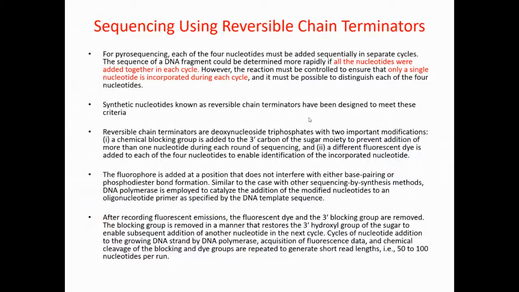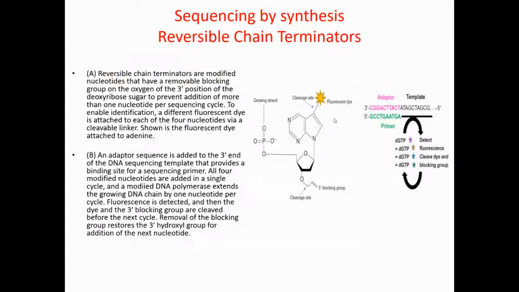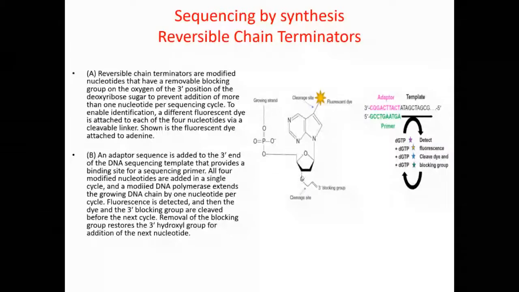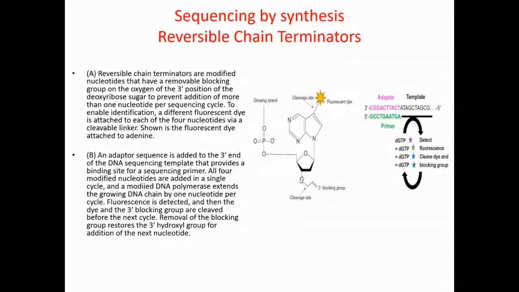And then the sequencing using the reversible chain terminator. The nucleotide has been engineered just like this, all right? Remember they use the idea of chain termination sequencing. So for the 3' hydroxy group, instead of removing the oxygen from the 3', they put a blocking group here, all right? And in the meantime, the nitrogenous base is attached to a fluorescence dye, okay?